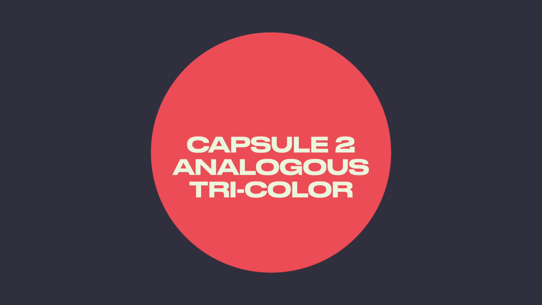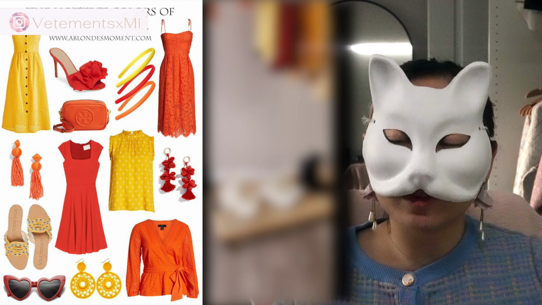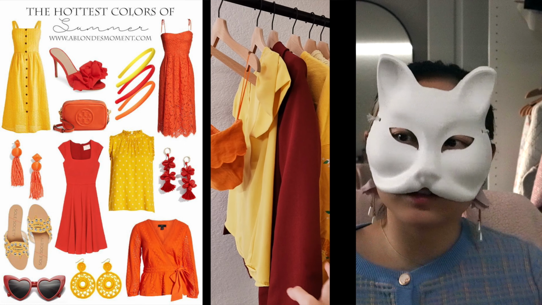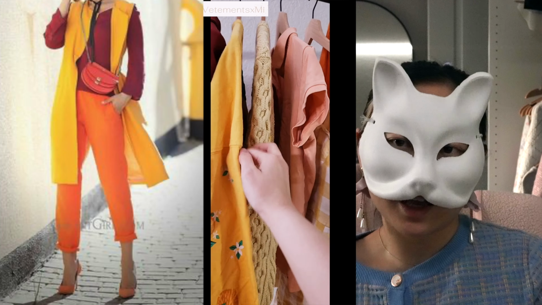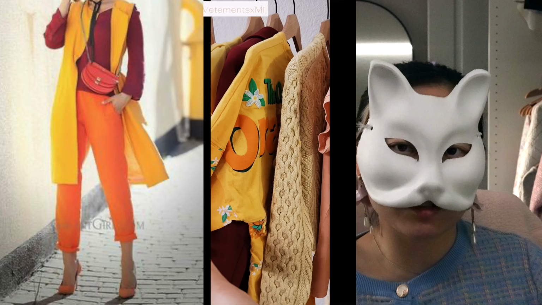Example 2, analogous colors. The colors that I chose are orange, yellow, and red. So basically kind of like sunset colors. These are the pieces that I used to make my capsule wardrobe, and these are some example photos too that you can take inspiration from.